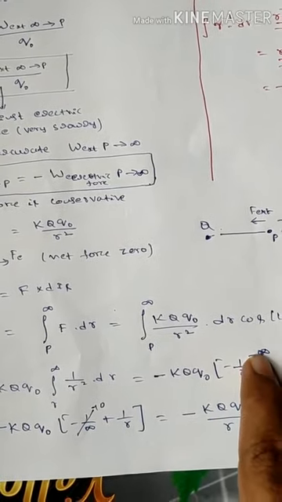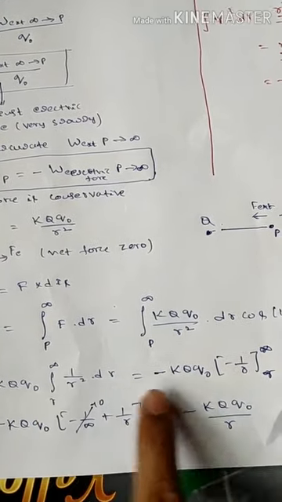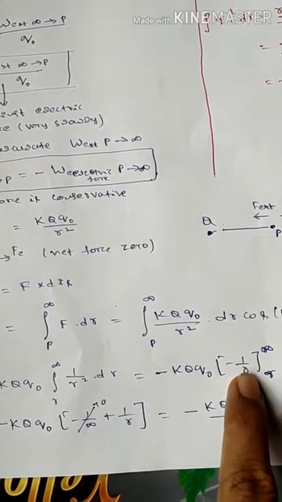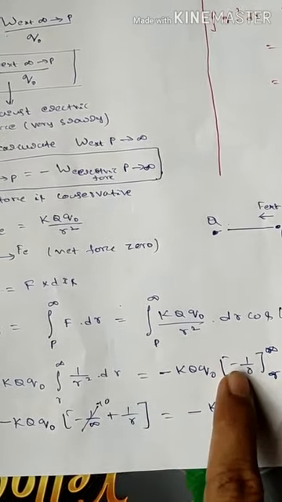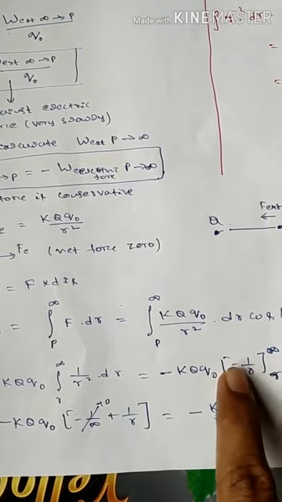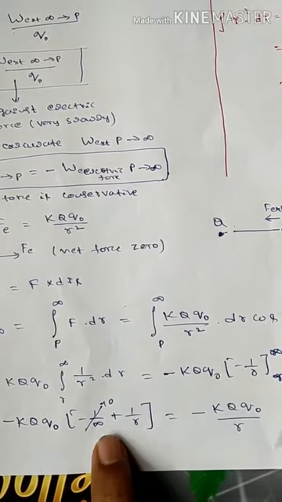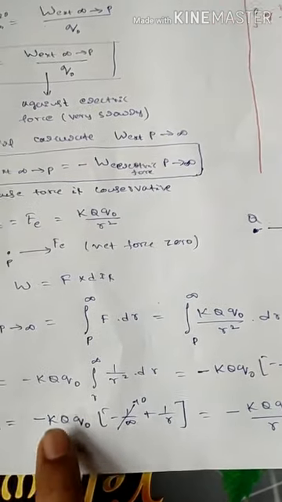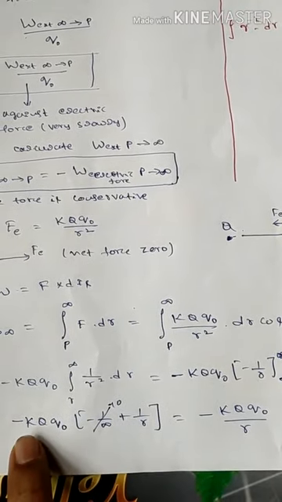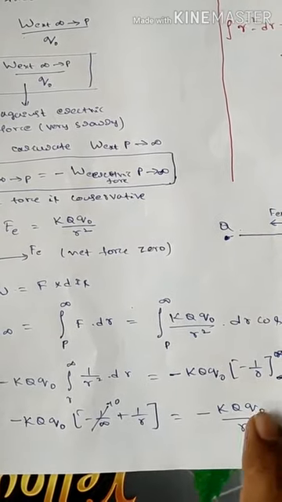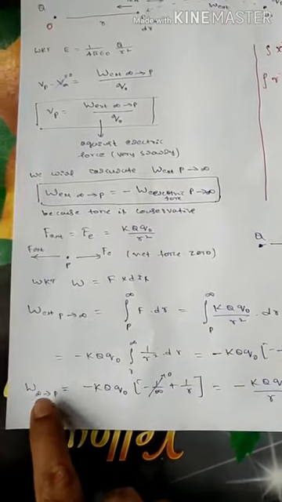Then substitute the limits. The upper limit is infinity, the lower limit is r. First we substitute the upper limit in place of r: minus 1 by infinity. When substituting the lower limit, a minus comes, minus into minus is plus 1 by r, same as it is. 1 by infinity is always 0. Then what is the final answer? Minus k q q naught divided by r. Clear?